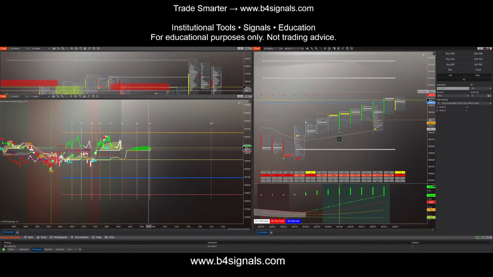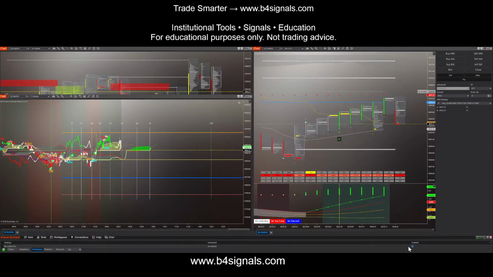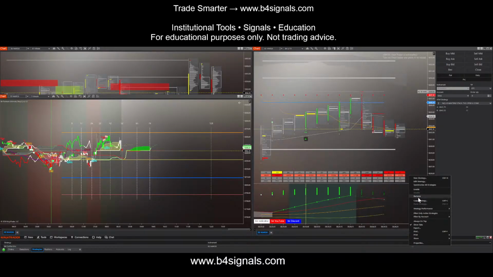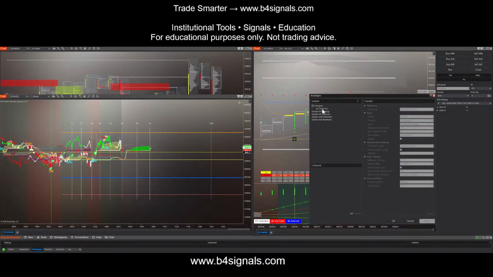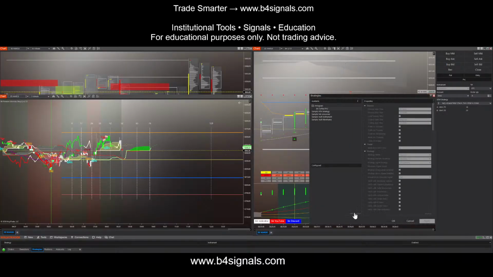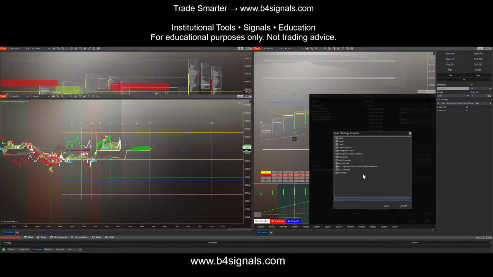This is our B4 Show You. Let's see, do I have my strategy? No, my strategy's not on. I'm going to have to probably remove this strategy. Hold on a minute. If it doesn't initiate here, I'm going to remove it and re-add it. Template load. I'm just going to use that one.